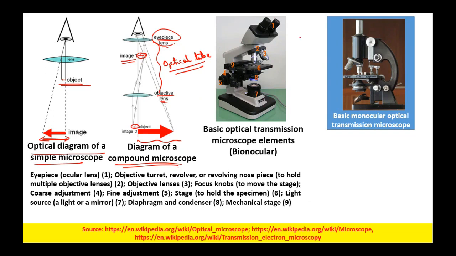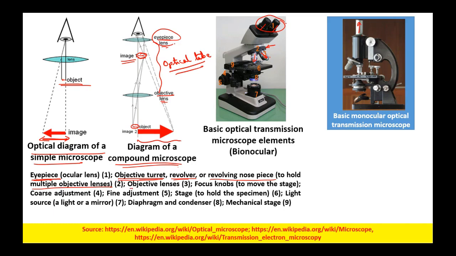Now this is a typical microscope. So these are the eyepieces. Okay. Now if it is a binocular microscope, you will see that there are two eyepieces, whereas in the case of a monocular microscope, you will have only one eyepiece. Then we have the objective turret, which is also regarded as the revolver or the revolving nose piece, which holds multiple objective lenses. So these steel items are the objective lenses, and this black item is called the objective turret. Okay, objective turret or objective revolver.